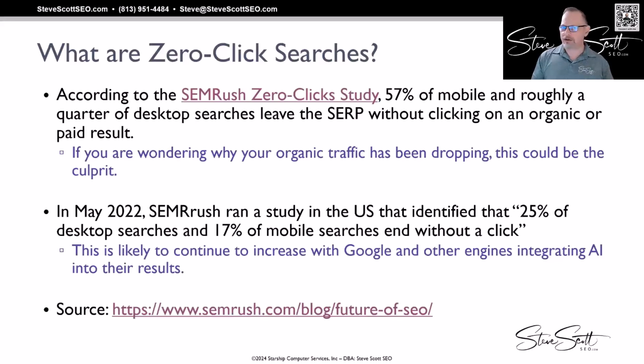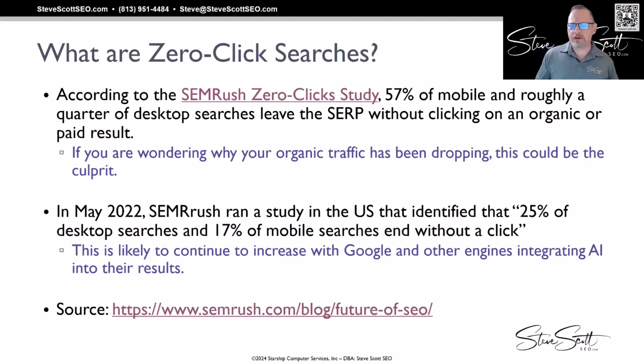So if you're looking at your organic traffic year over year and you're wondering why it's been dropping, or maybe it's for your clients, this could definitely be the culprit, depending upon the kind of industry or business you may be dealing with. Because again, 57% of mobile searches get their answers right on Google search pages. They don't ever click on anything and dive deeper into a person's website. So we've got to be aware of this. We've got to figure out how we can get our fair share of that 57%. And again, on desktop, it's about a quarter of searches.